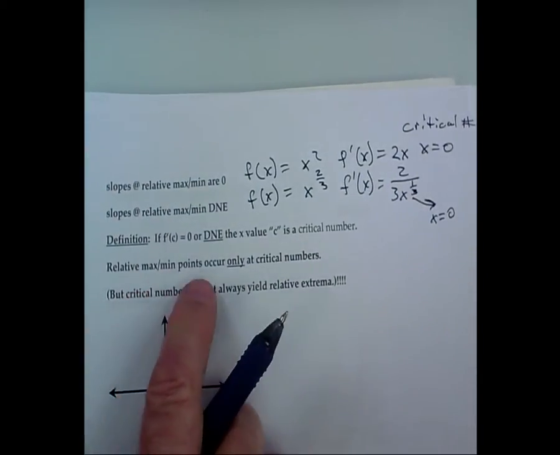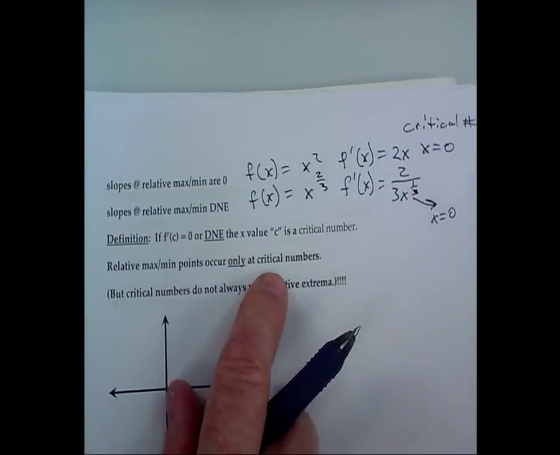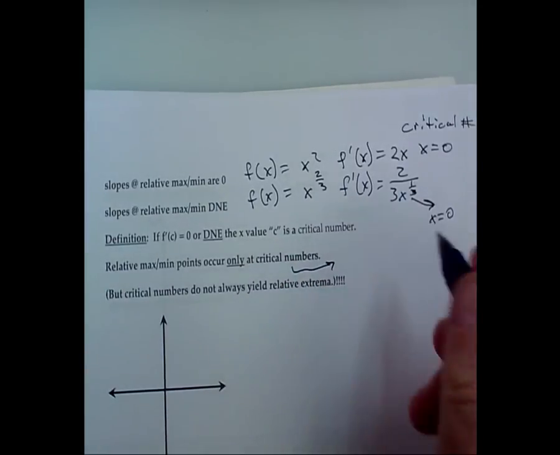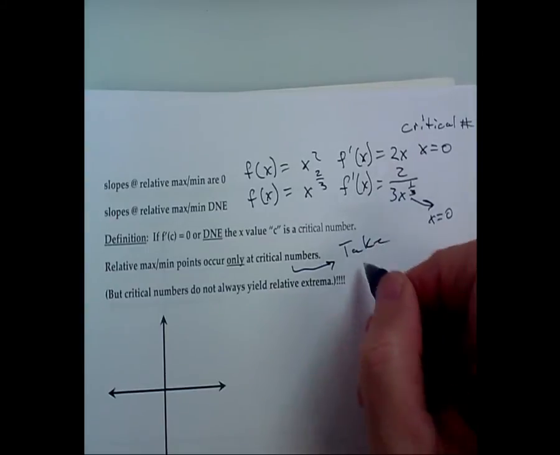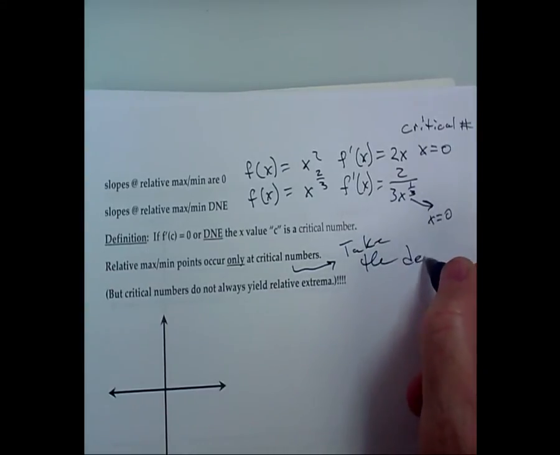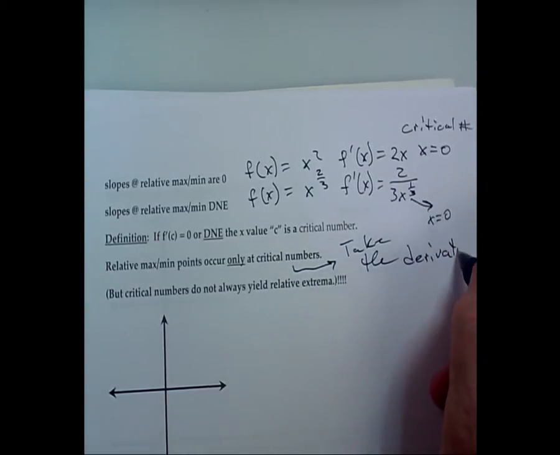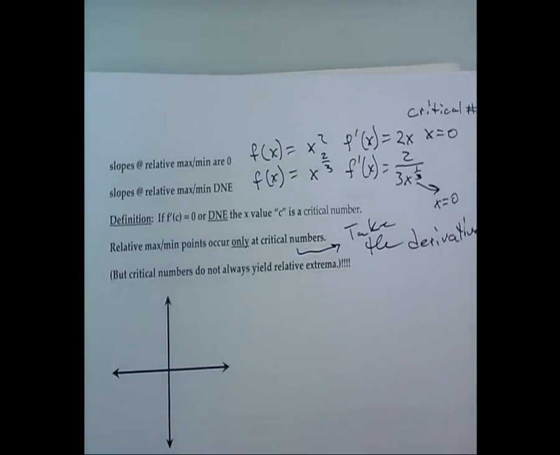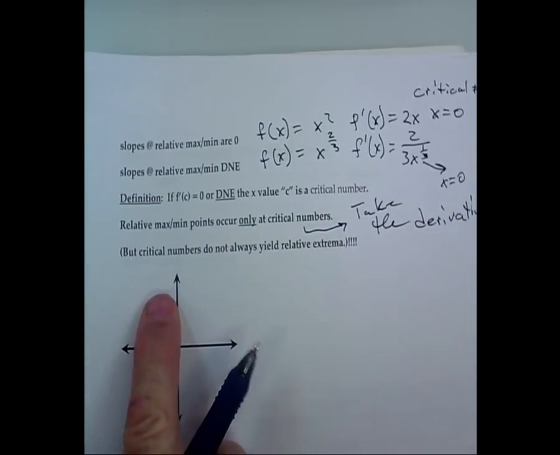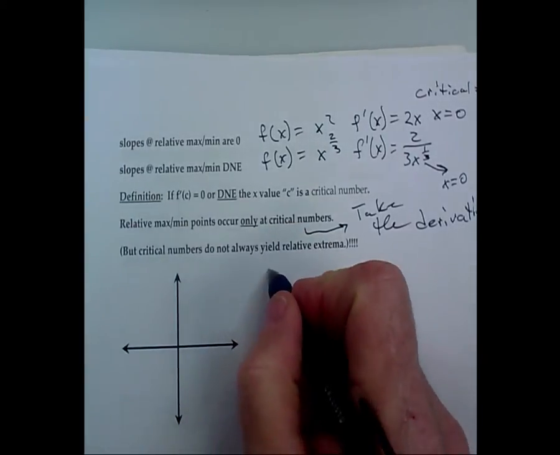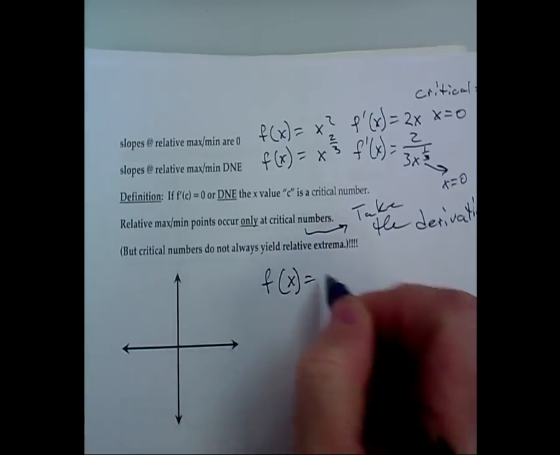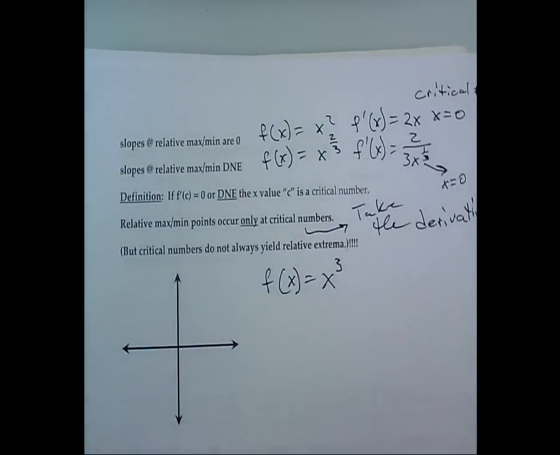Relative max and mins only occur at critical numbers. How do I get critical numbers? I take the derivative. But critical numbers do not always yield relative extrema. Here's my example. f of x equals x cubed.